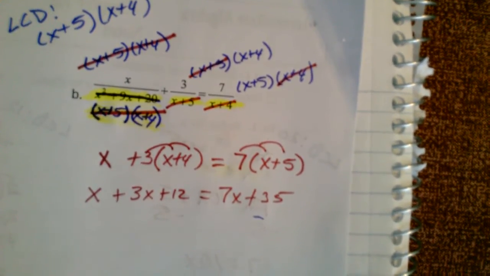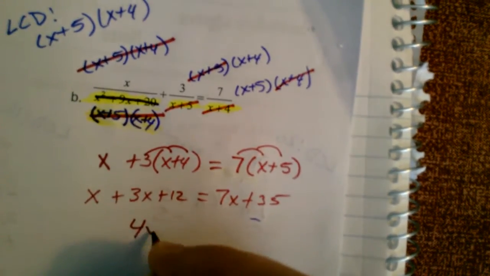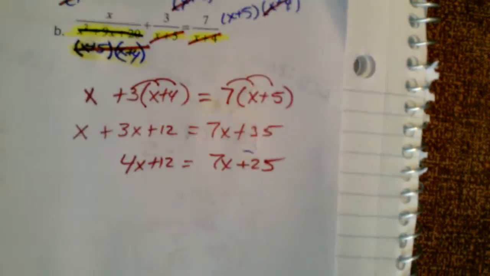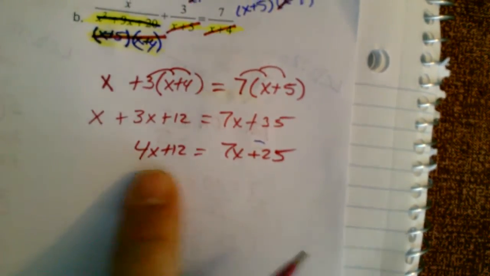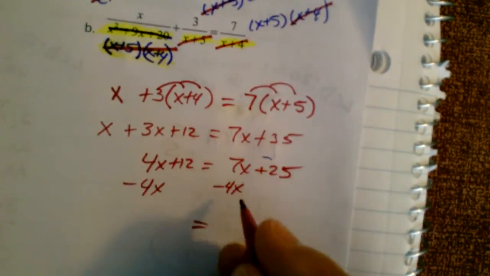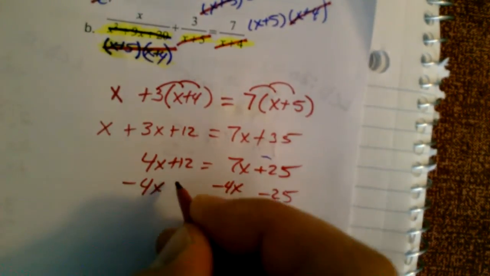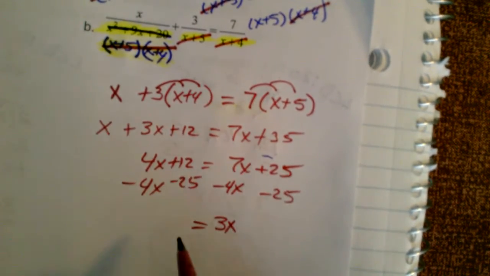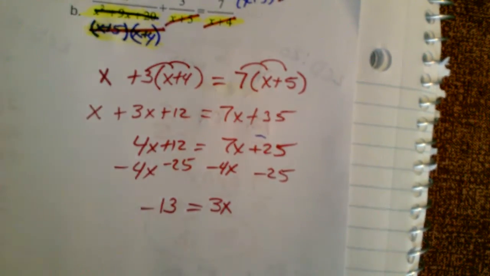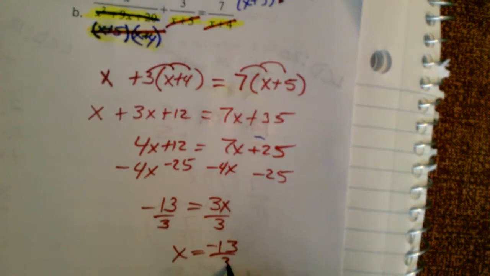And then we're just solving for x. We're getting the x's on the same side. I would probably clean up this right here. x plus 3x we know is 4x. So go ahead and subtract that guy over. 7x minus 4x is 3x. And I'm going to go ahead and subtract over the 25. So 12 minus 25 is what? Negative 13. And then finish up, I'm dividing by 3. So I get negative 13 thirds there.